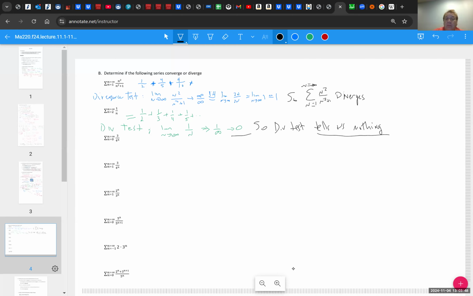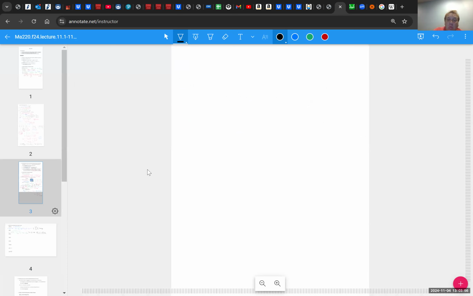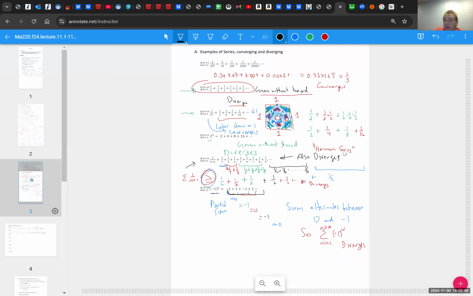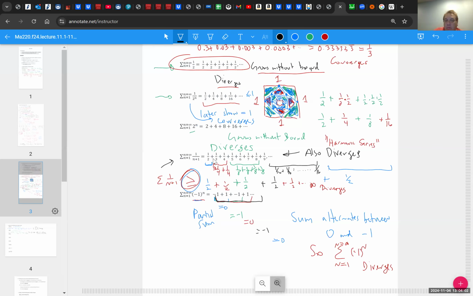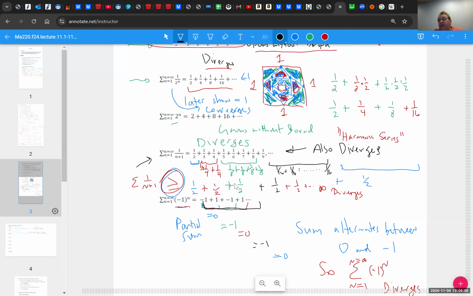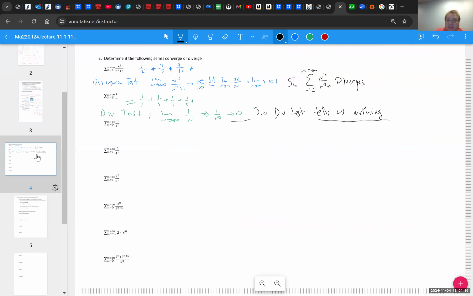In fact, you may remember this series, 1/2 plus 1/3 plus 1/4 plus 1/5, in my previous example on the last page, where we did the harmonic series. I showed you just by grouping things together that the sum of this harmonic series was greater than infinity, and therefore the sum was equal to infinity, or in other words, the sum diverged. So this diverges. This is the harmonic series. It does diverge.